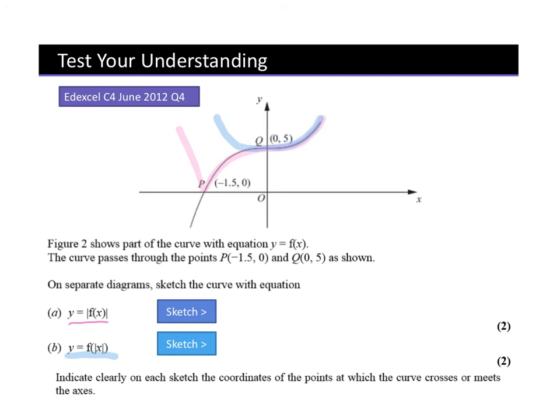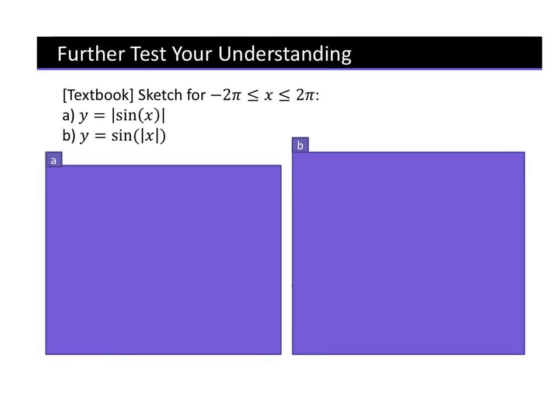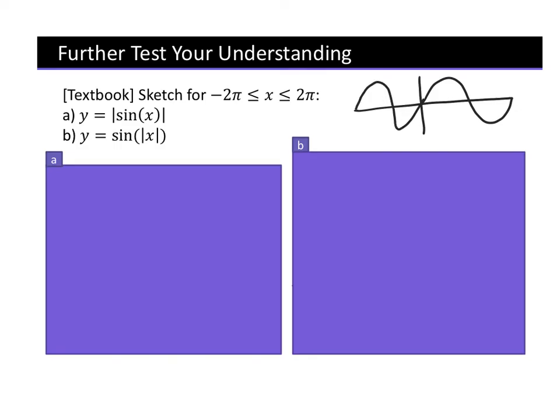So let's try some trig. Here we go. First, test your understanding. Give it a go. I do suggest you draw the sine curve between minus 2 pi and 2 pi. So we know it's going to look like this. So this is 2 pi, minus 2 pi. We know this is pi, pi, 1, minus 1. This is x. And this is y.